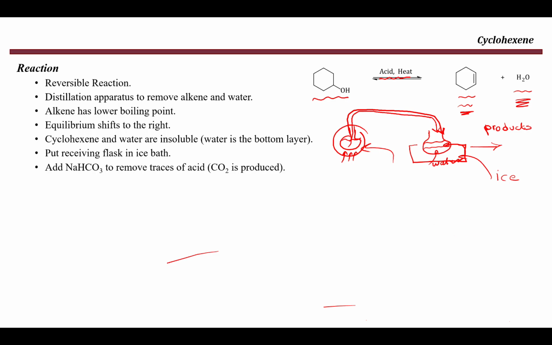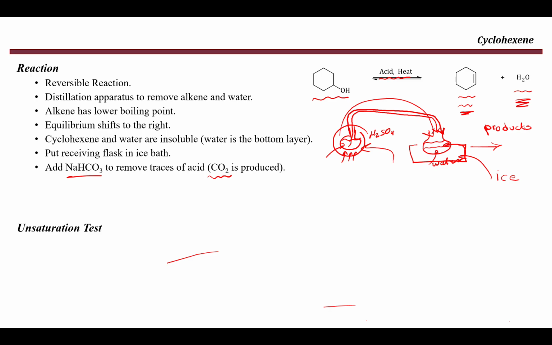And the last point is that, let's say this reaction flask has H2SO4 and some H2SO4 droplets were able to go into the other side, we can neutralize the solution by adding sodium bicarbonate, NaHCO3. And if NaHCO3 reacts with acid, we are going to notice that CO2 gas is being produced.